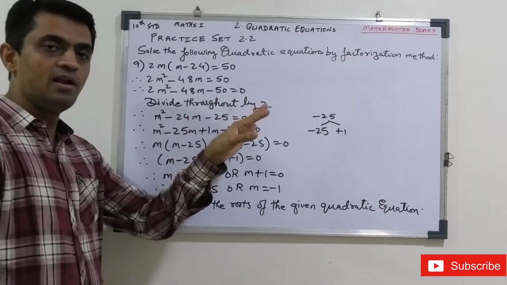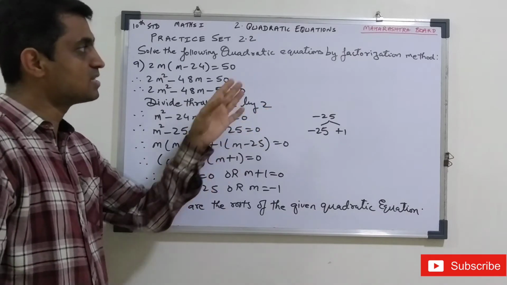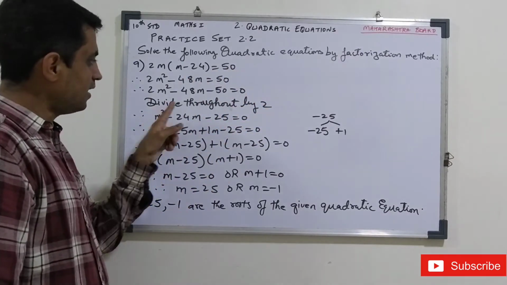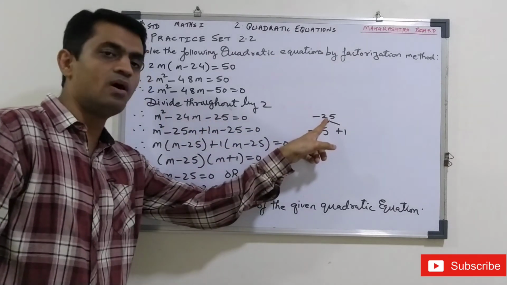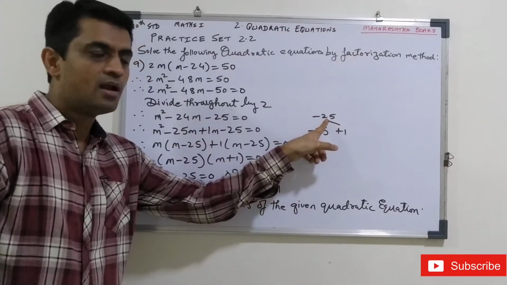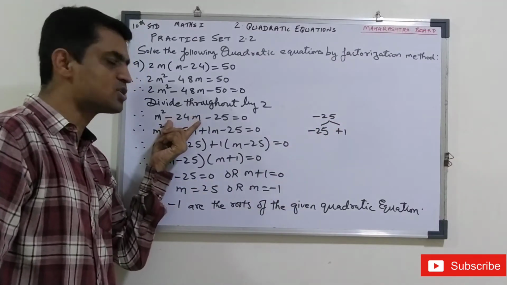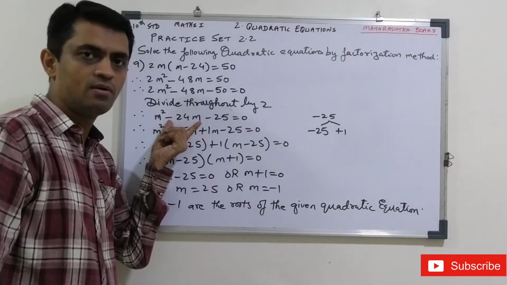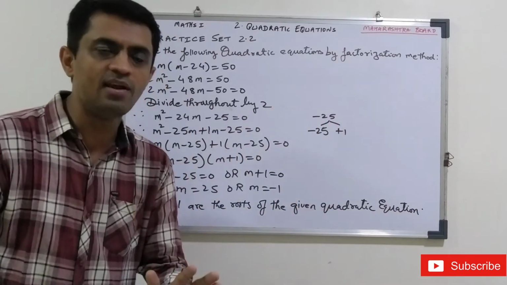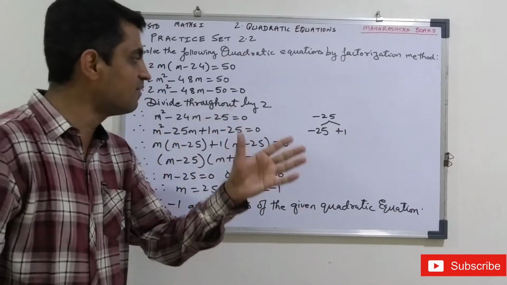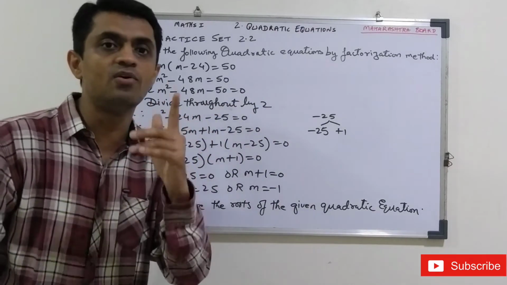Now we will split the middle term, that is factorization. 1 into minus 25. 1 into minus 25 is what? Minus 25. Now we have to find such a factor that we should get minus 24. Now what will be that? You will tell 5 5s are 25. But 5 plus 5 will not give you 24. It will give you 10.